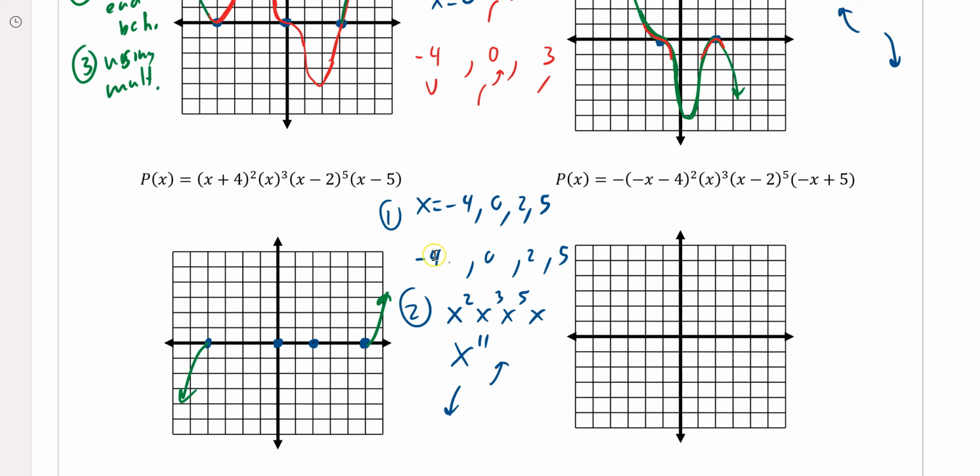So negative 4 is a square, so we should have that shape. 0 is a cube, so that shape. 2 is a 5, so again, the same shape as we have for 0. And the last one's a line. So at negative 4, we make the U shape like that. And then we come back, and we're going to connect with 0. 0 is that S shape, so it has to look like that.